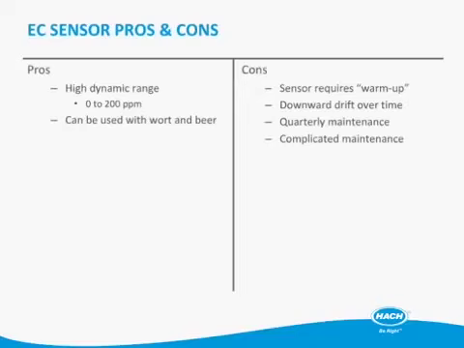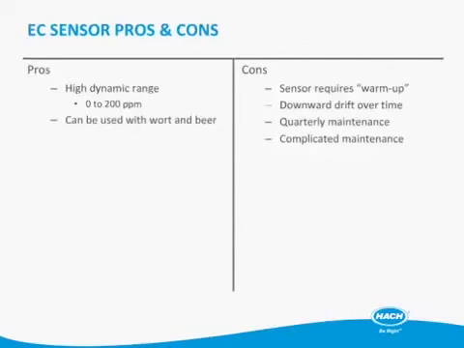Electrochemical sensors have some advantages over optical sensors, although they are much harder to maintain, and they do have downward drift, which has some complications. They have an incredibly high dynamic range. One sensor can go from 0 to 200 ppm with just a couple of parts per billion of uncertainty on the low end and maybe 1% on the high end. It makes them really great for wort and beer. But the cons are that the instruments require warm-up time. The downward drift can lull you into a false sense of security. They have complicated maintenance, which has to be done much more frequently than maintenance on an optical sensor.